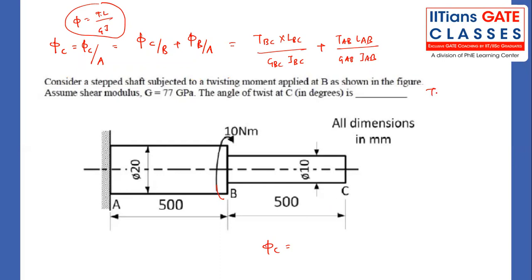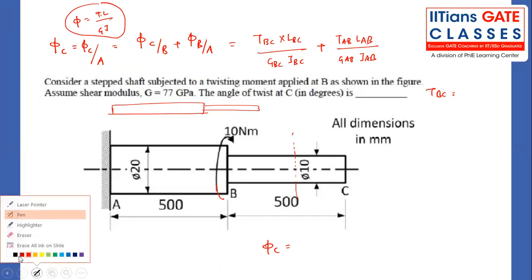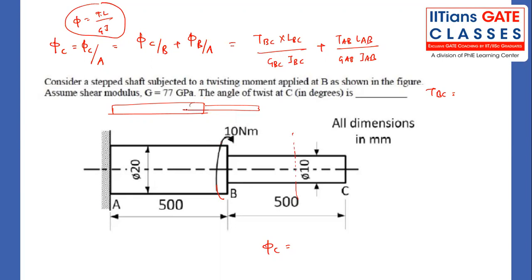Phi C. First of all, we have to calculate the twisting moment at BC. Any twisting moment is there? Nothing. If you convert this twisting moment into the line diagram, it will be something like this. This will be the reaction torque. This reaction torque and this torque will be equal. So T_BC will be 0, whether you see from the right side or left side. Getting my point?